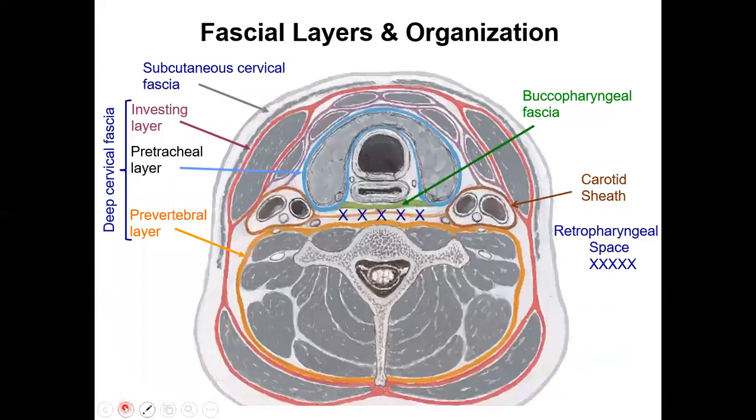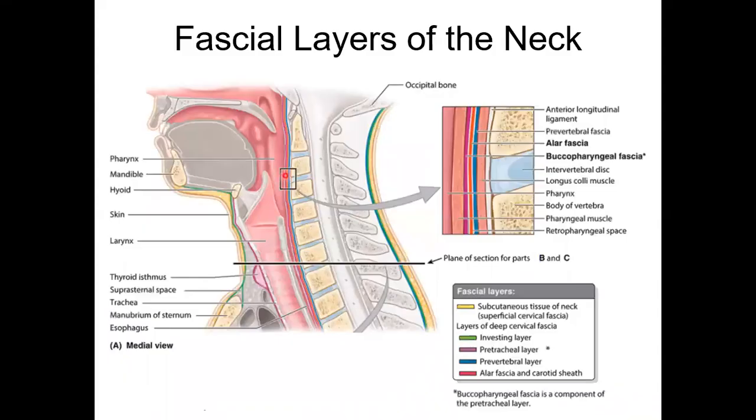So again, looking at our fascial layers that are posterior to our esophagus. Actually, we haven't hit our esophagus yet. The esophagus comes further down. So up here, it's in the posterior portion of your pharynx. So here's your pharynx. And then here's your pharyngeal constrictor muscle. Posterior to that is your buccopharyngeal fascia. And then your alar fascia. And then your prevertebral fascia.